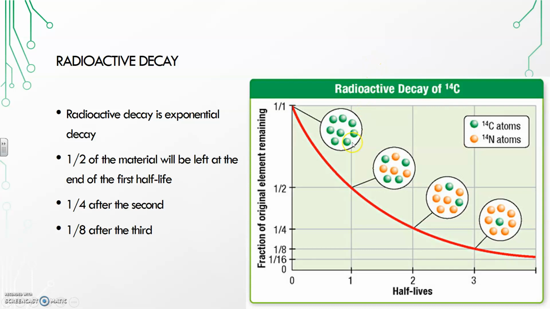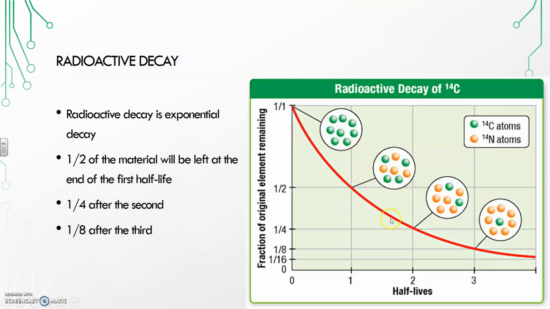Okay, where you start off with 100% of your material, in this example, carbon-14. And then you pass through the first half-life. And at that time, half of what you had is now going to be nitrogen-14. So we started out with 8 carbon-14 atoms, and now we have 4 left. So we have half of what we started with.